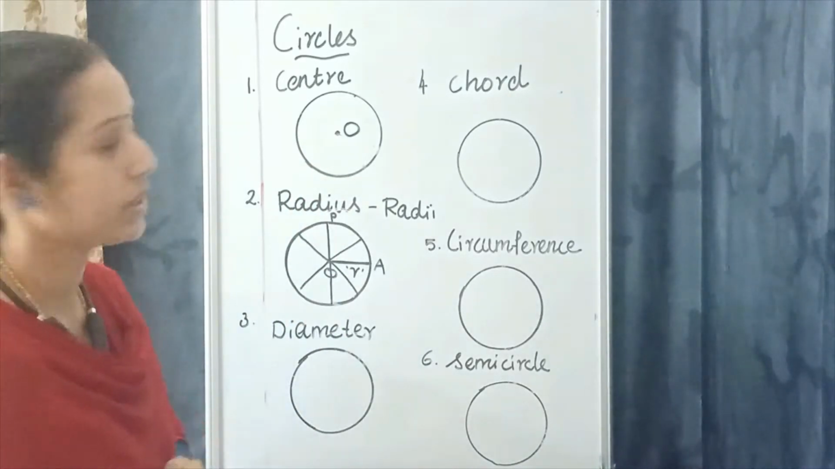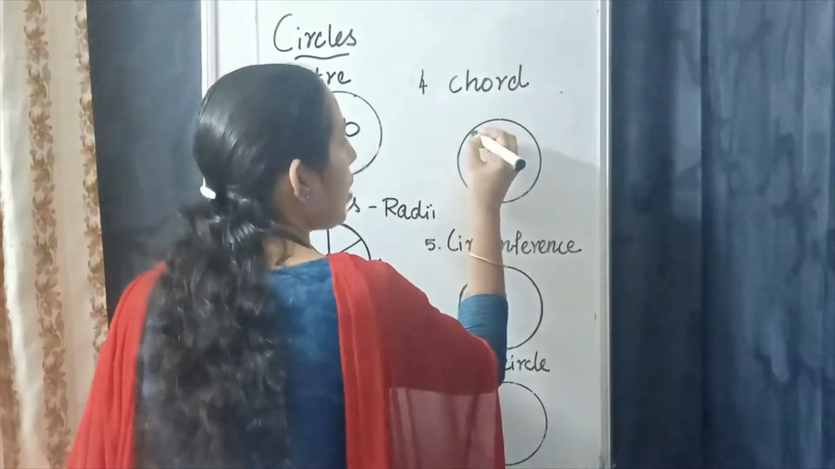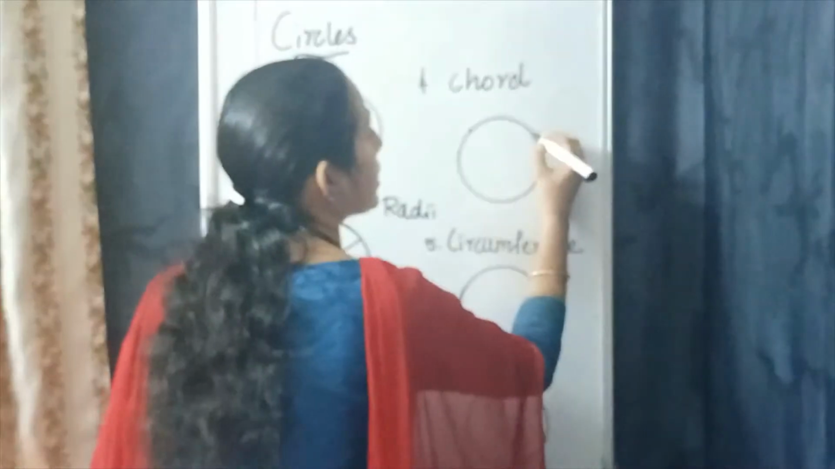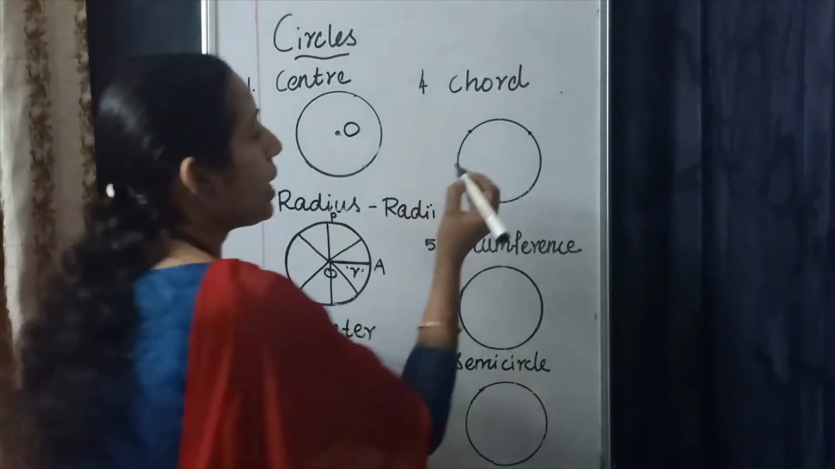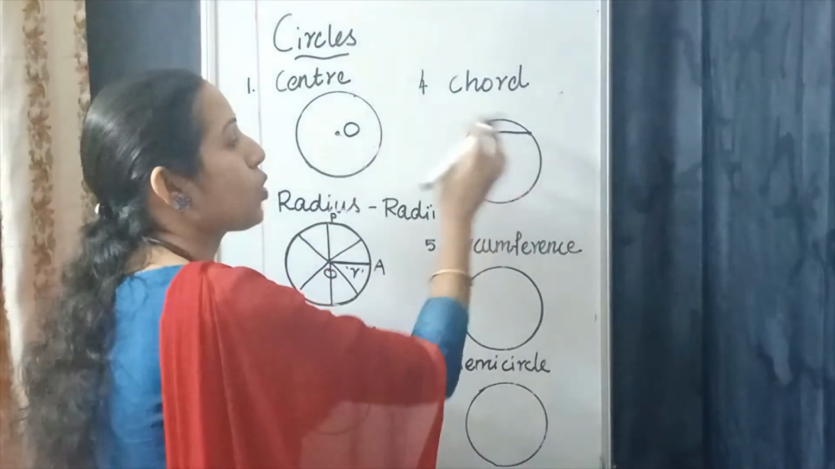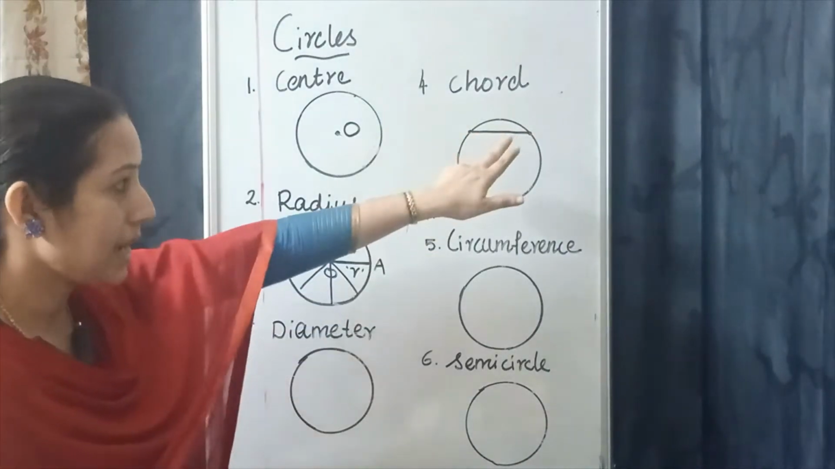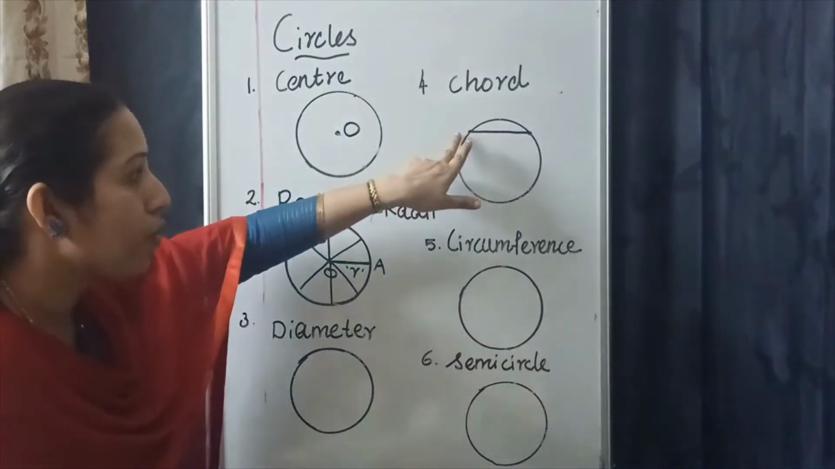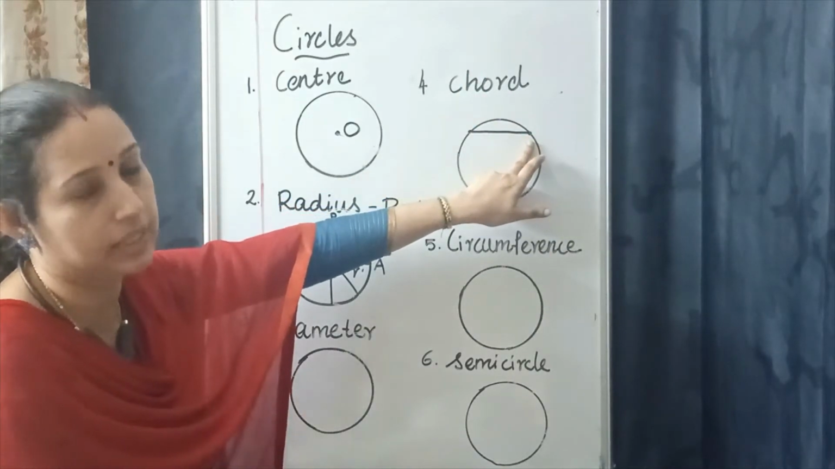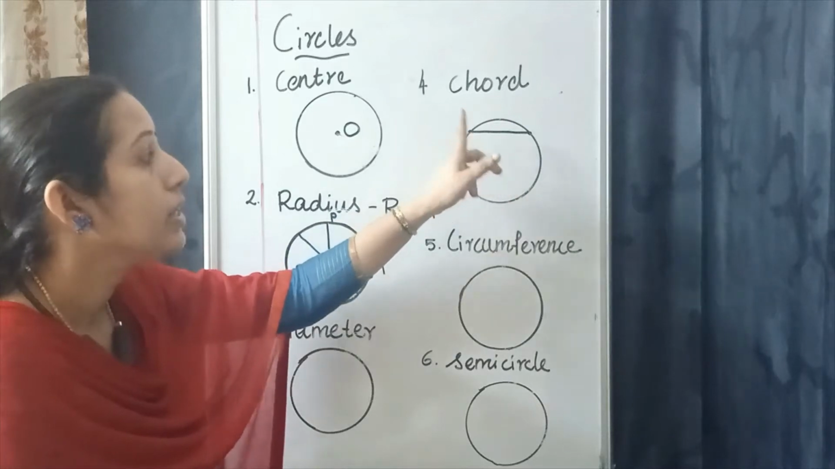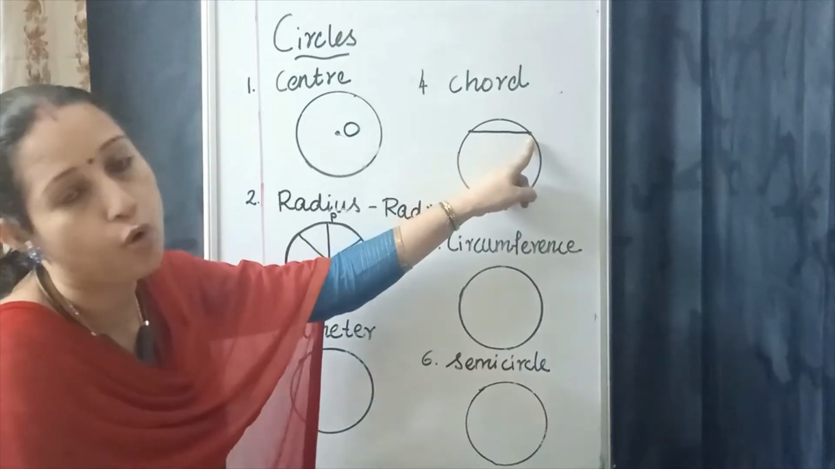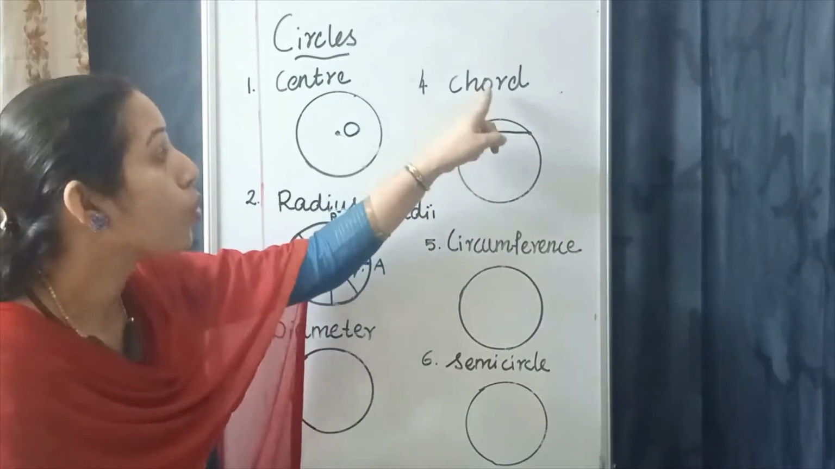Next one is a chord. What is a chord? I put one point, one mark, on the circle, and here I put another point on the circle. Now join these two points. So this is called the chord. It means the line we draw from one point to another point on a circle. The line drawn from one point to another point on a circle is called the chord.